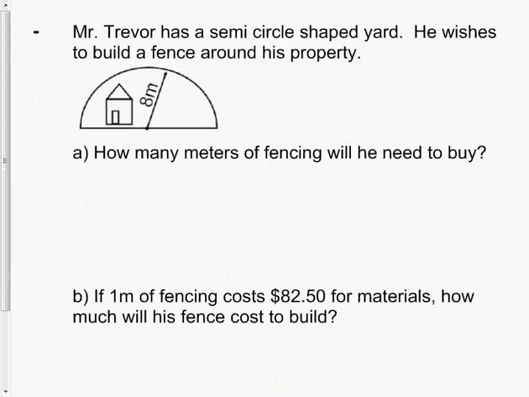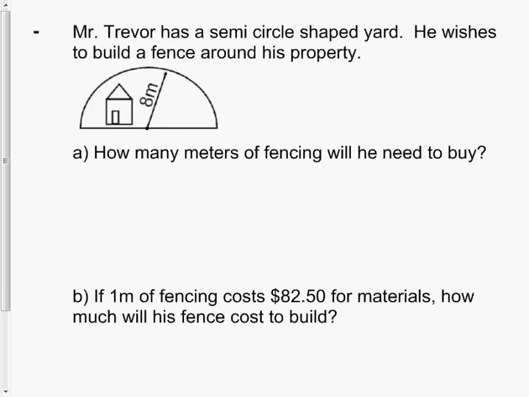Mr. Trevor Bridges has a semicircle shaped yard. He wishes to build a fence around his property. If I had a nickel for everyone that got this wrong, I would make a lot of money from all of y'all. Because you couldn't figure this out. Only 3 people in this whole class did this question perfectly.